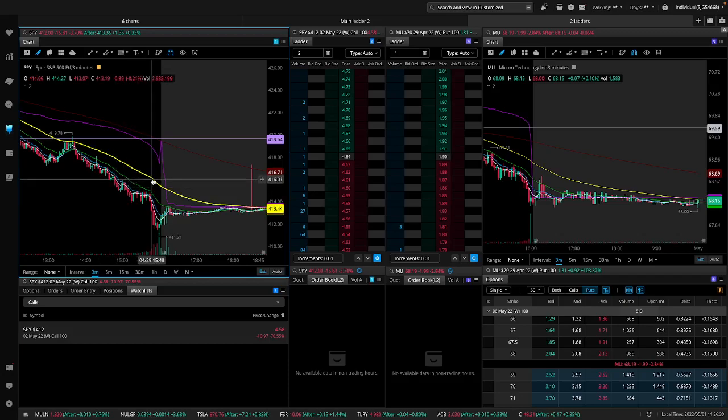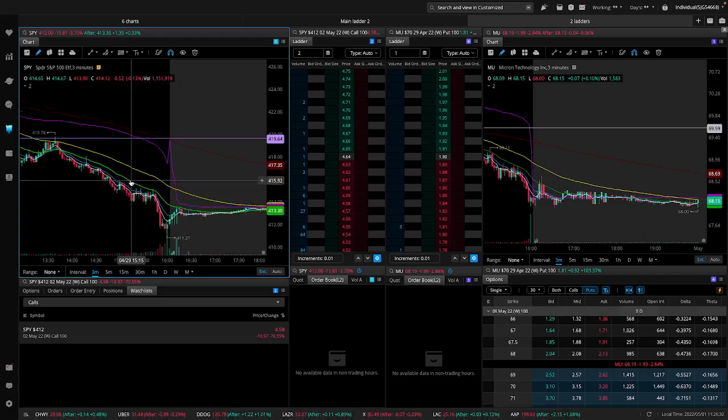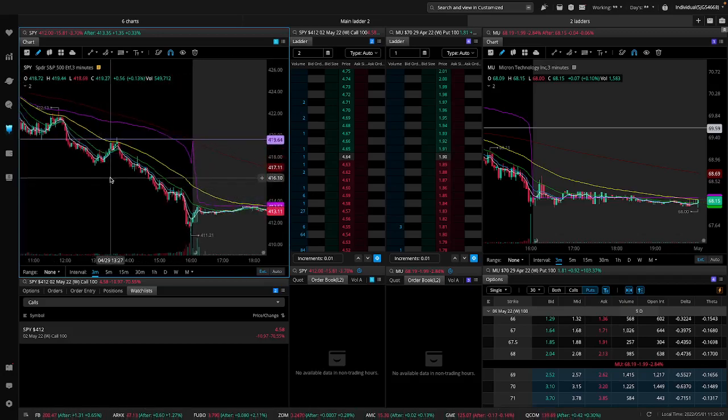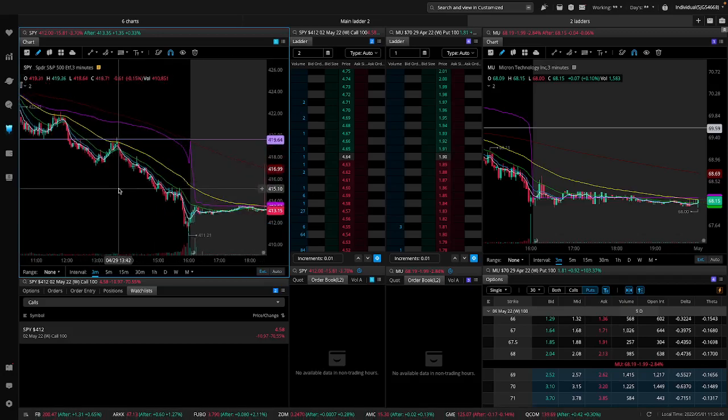Hopefully I can get a live trade for you guys on these. If you're interested, maybe we can do a live ORB on Monday or Tuesday.